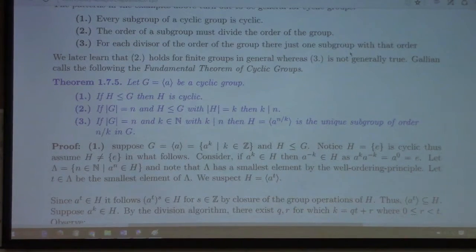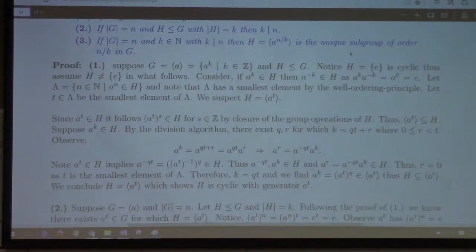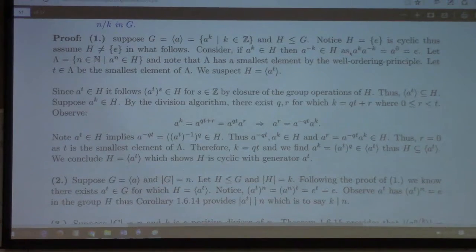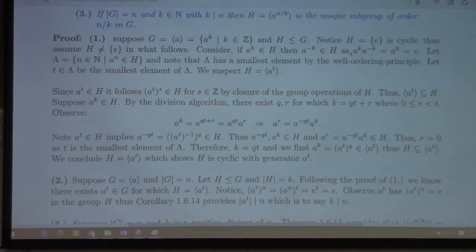Now the proof is given right here. Let me see if we have time. Maybe we have probably 5 minutes. I'll try to talk through it at least. Yeah, let me talk through it.